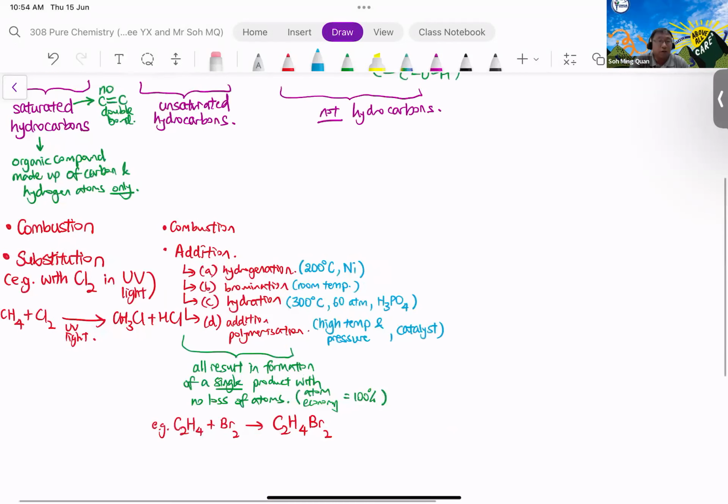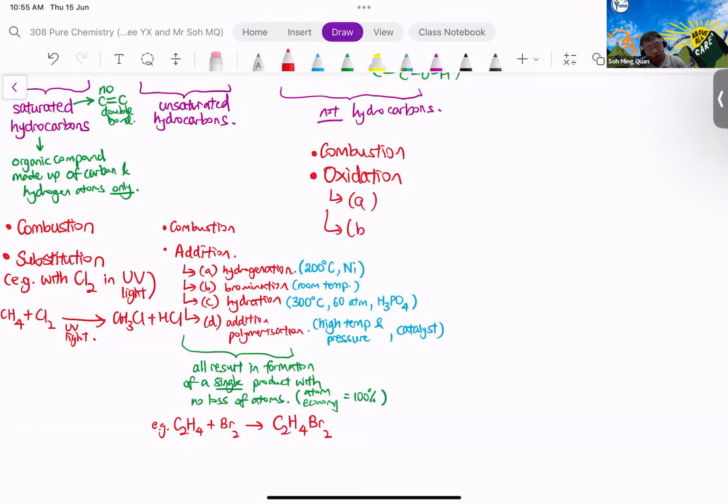So far we have finished alkanes and alkenes. Now for alcohols, alcohols undergo combustion and also oxidation. Now there are two types of oxidation, namely with atmospheric oxygen or with acidified KMnO4.